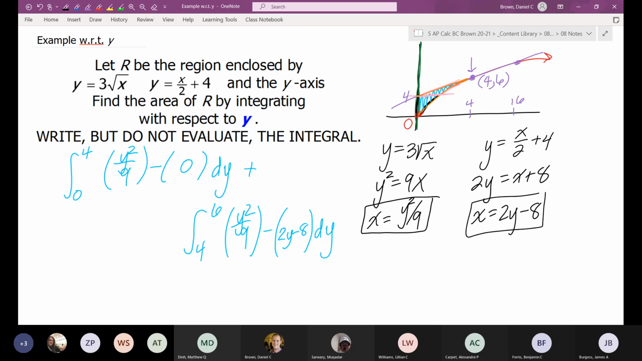Yes, Anna? Yes, 6 from the y value. So if I knew the intersection point was 4, I just plugged 4 into one of those functions to find the y that went with it.